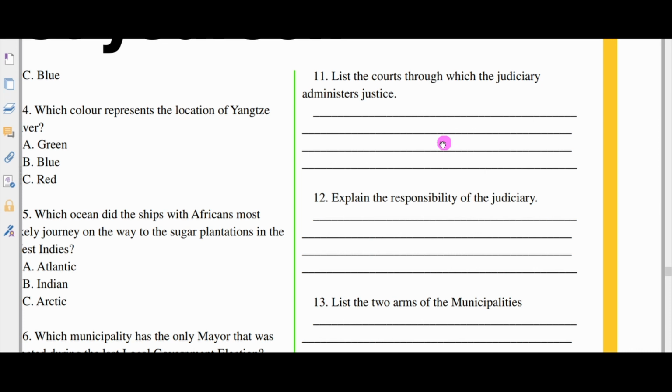All right. Outside of that, we have special courts such as the Gun Court and so on that deal with specific cases. But Petty Session Court, RM Courts, the Supreme Court, and the Court of Appeal, those are the major courts to which the judiciary administers justice.